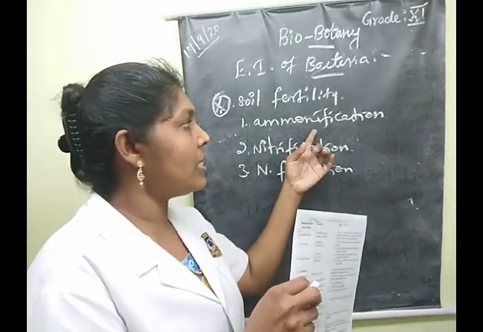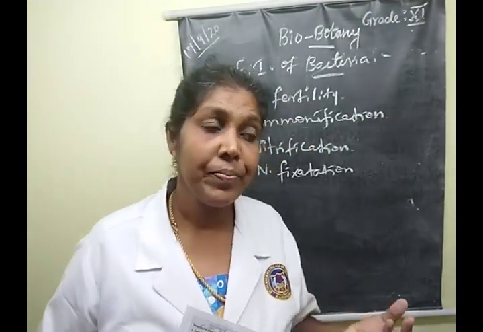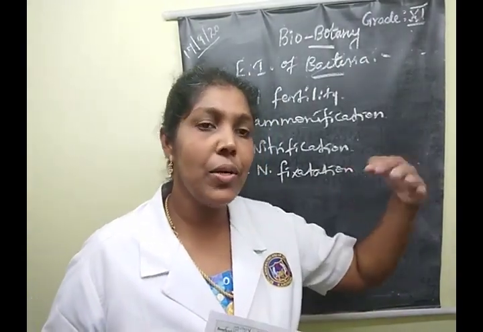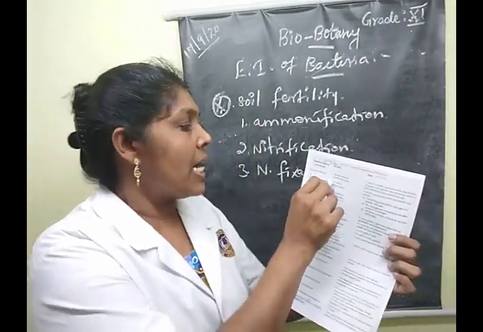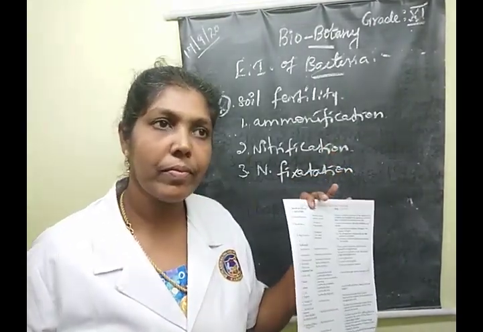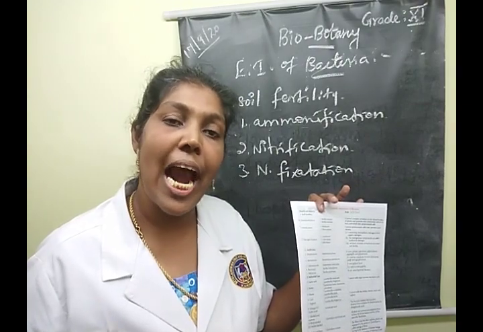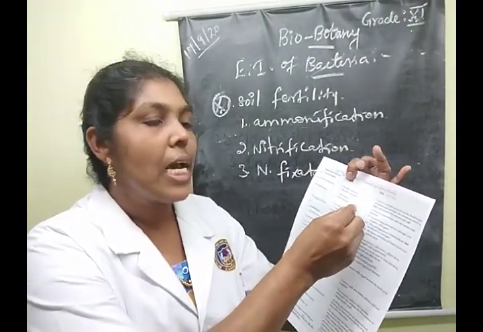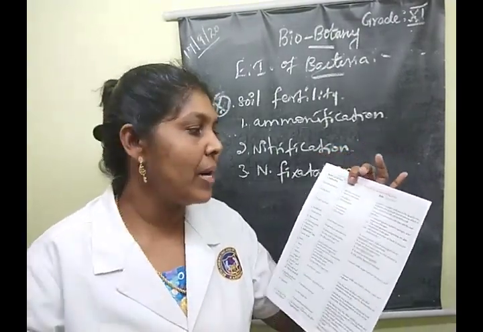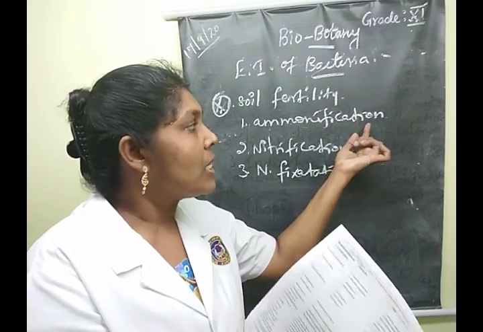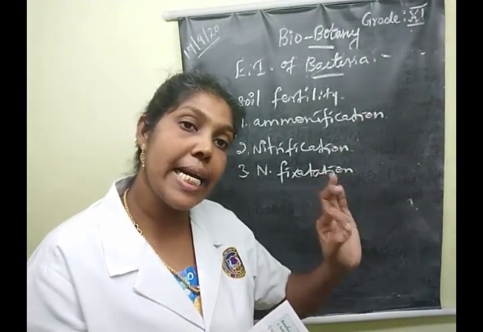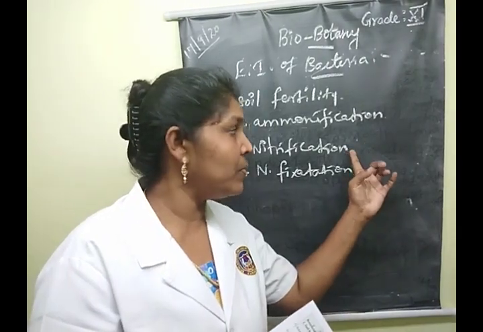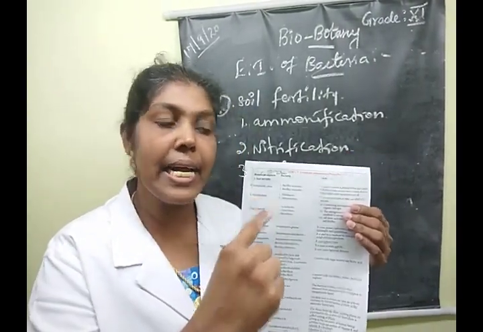So ammonification means first there is a complex protein molecule present in the dead bodies of plants and animals. Very good. The first step is that it is converted into ammonia. Later it is converted into ammonium salt. Clear children? The next one is nitrification. Here two bacterial species are involved, Nitrobacter and Nitrosomonas. In this step, the ammonium salt from the previous step is converted into nitrates and nitrites.